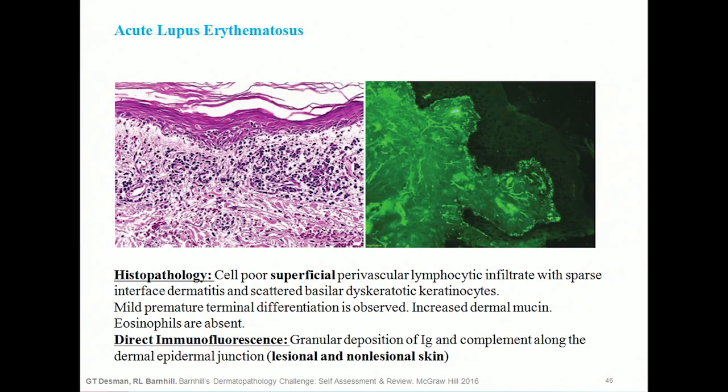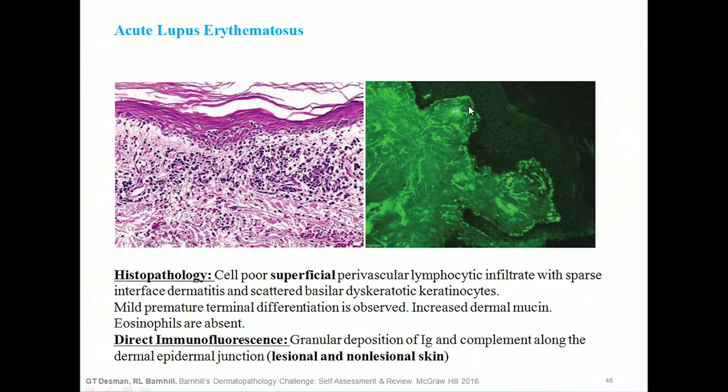Chilblain's lupus. Histopathologically, what you're going to see is a sparse cell-poor interface dermatitis, but unlike erythema multiforme or the cytotoxic pattern, you are going to see some hypertrophic premature terminal differentiation, okay? So some hypergranulosis, thick, compact orthokeratosis. So cell-poor, superficial perivascular lymphocytic infiltrate with sparse interface, increased dermal mucin, and eosinophils are going to be absent.